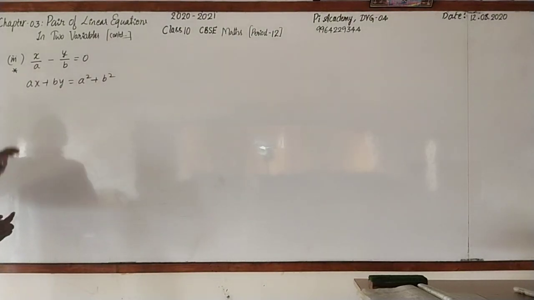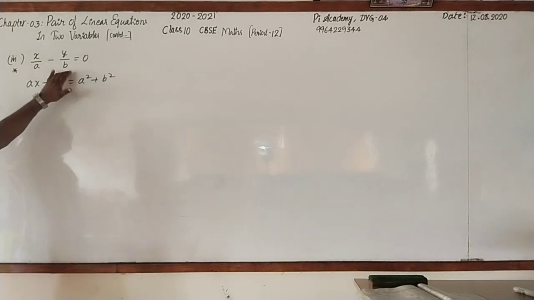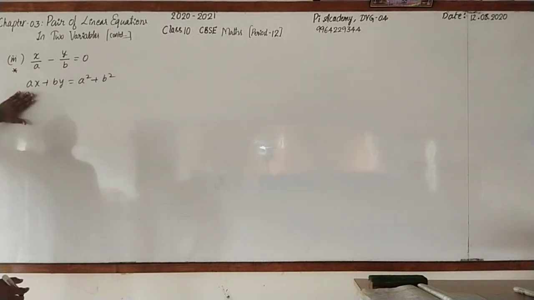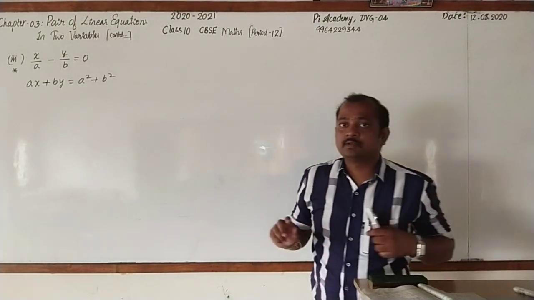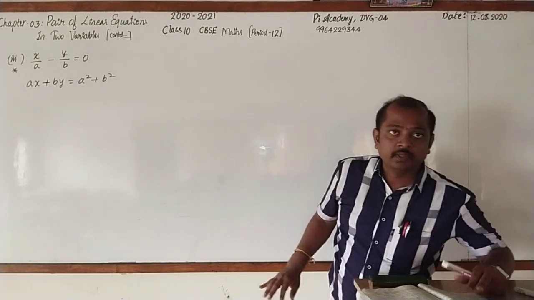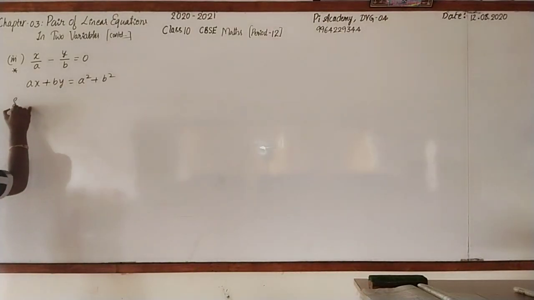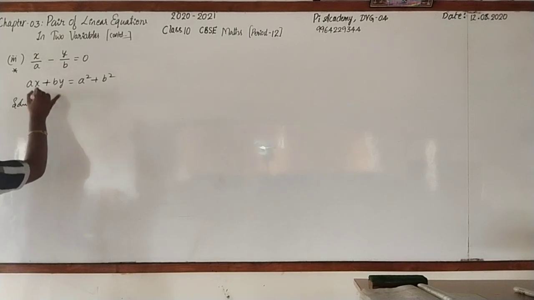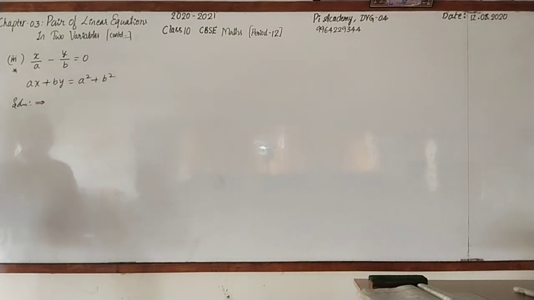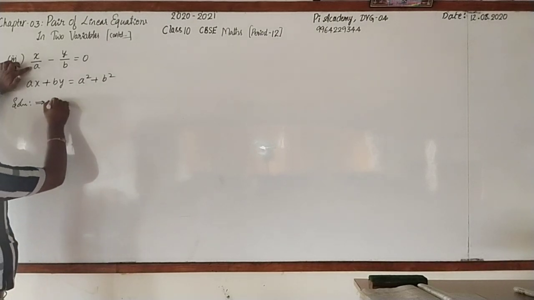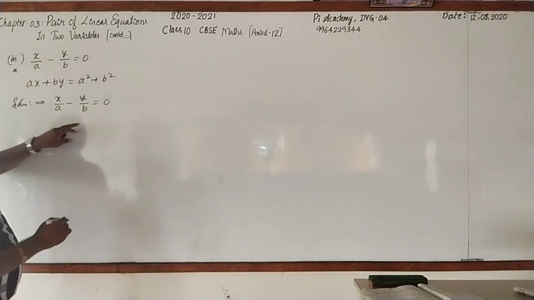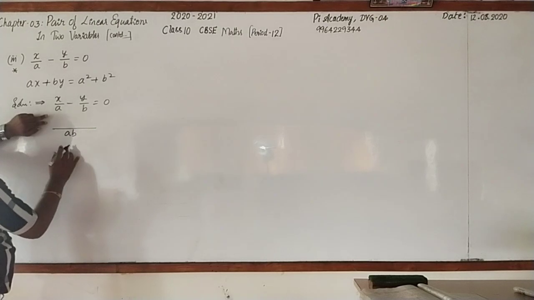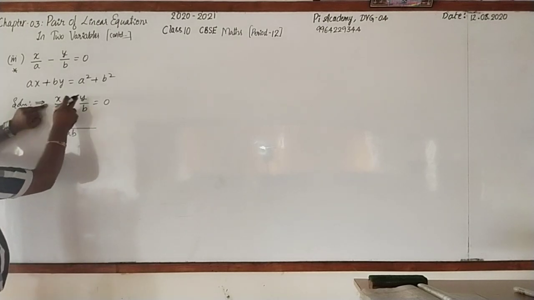It is x by a minus y by b is equal to 0, the first equation. And the next equation is ax plus by is equal to a square plus b square. Yes. Hope that you have written. Start writing with me. You can notice that in the first equation the terms are in fraction. Hence we will go for simplifying it first. x by a minus y by b is equal to 0. Observe the denominators: a and b are there, take their LCM. It is ab. Multiply the LCM with all the terms.